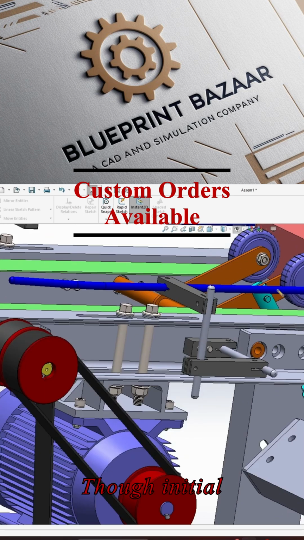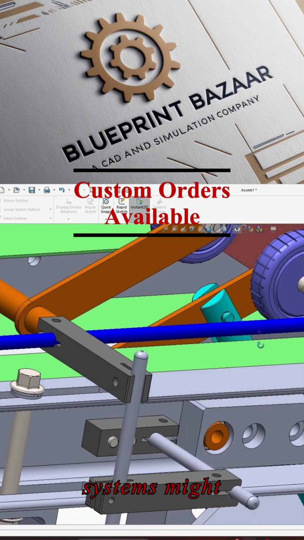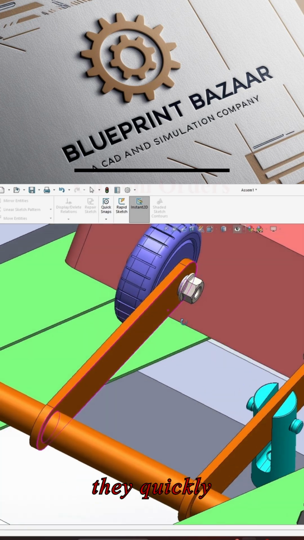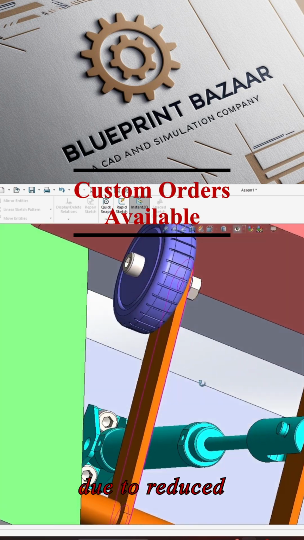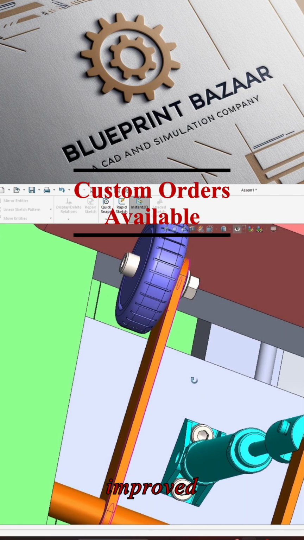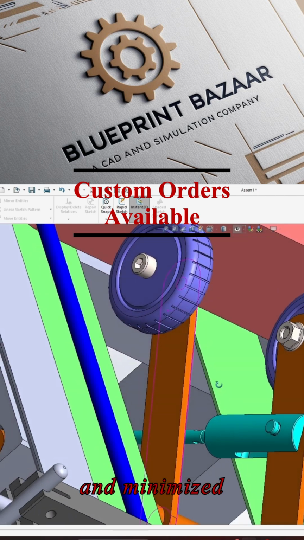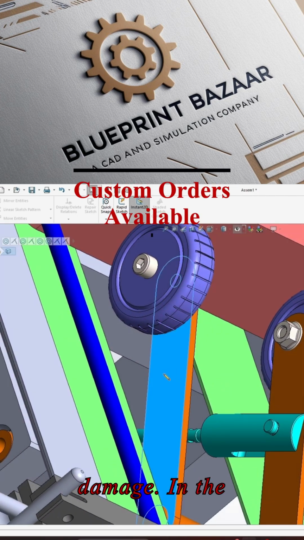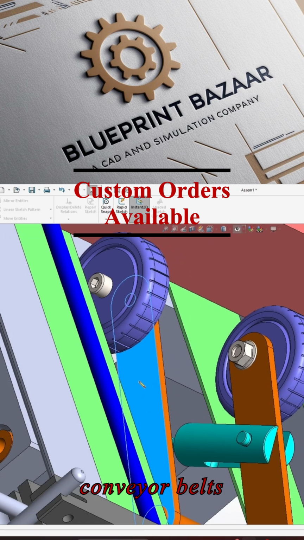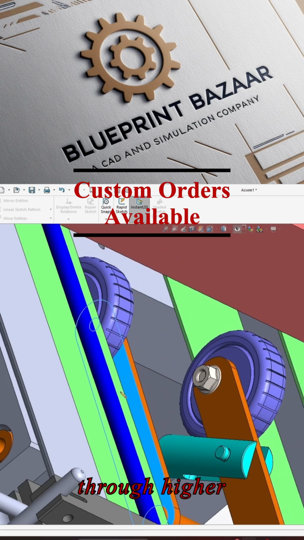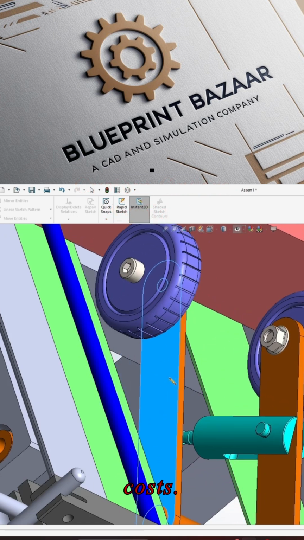Cost-effectiveness. Though the initial investment in conveyor systems might be significant, they quickly prove cost-effective due to reduced labor requirements, improved process flow, and minimized product damage. In the long run, conveyor belts pay for themselves through higher output and lower maintenance costs.